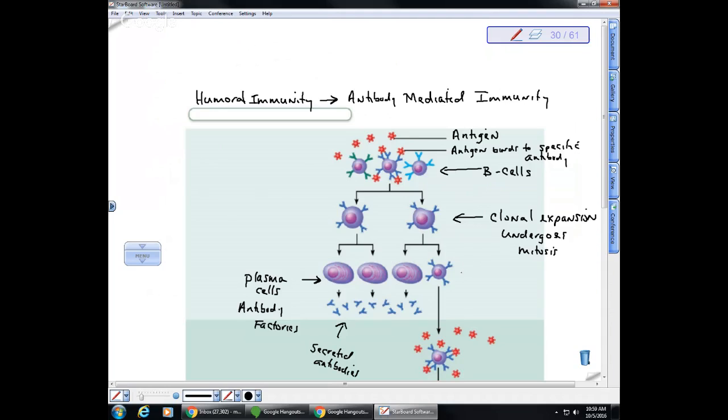Now this cell is really important. This is a memory B cell, and this is long-lived, right? So the memory B cells are the whole reason why we can develop immunological memory and why we can remember pathogens that we have been previously exposed to.